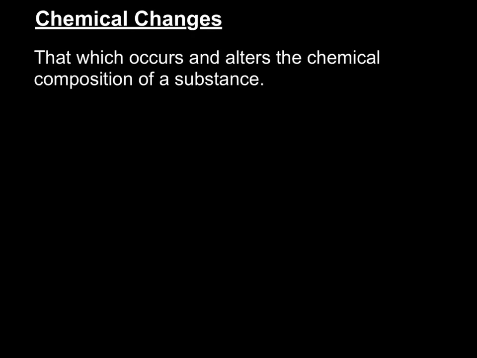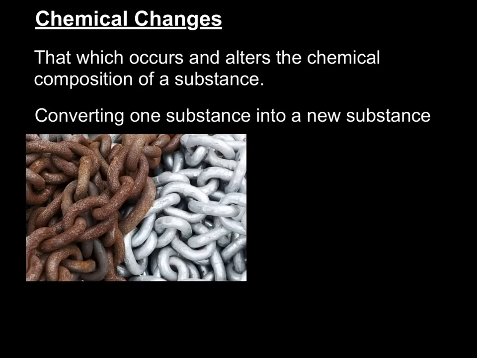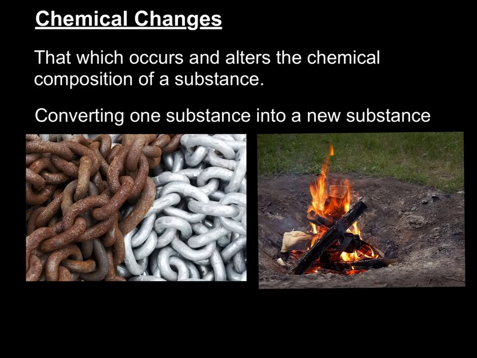Now let's talk about chemical changes. A chemical change is that which occurs and alters the chemical composition of a substance. In English, a chemical change converts one substance into a new substance with new properties. Great examples of this are rusting and burning. You are left with things that are really different than what you started with before the change.